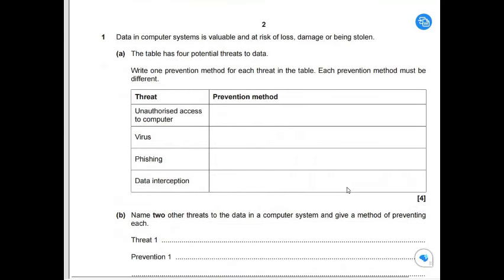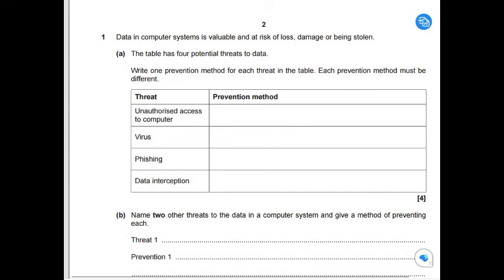Data in computers is valuable and at risk of loss, damage, or being taken. The table has 4 of those potential threats to data, and there are many more. We need to write one prevention method for each threat in the table. Each one has to be different. For example, unauthorized access to a computer, phishing and viruses: the prevention method for all 3 could be a firewall, but you can only mention firewall once.